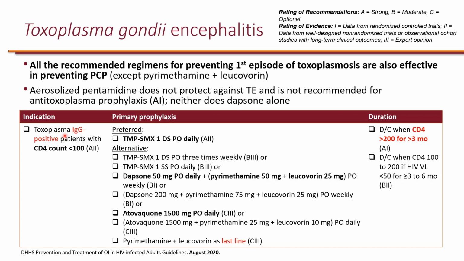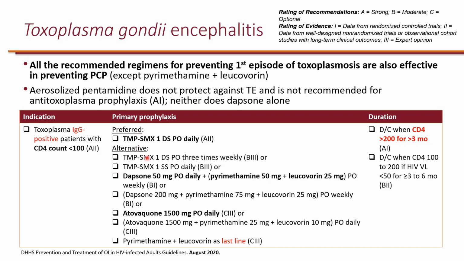So the IgG basically tells you that they've been exposed to the organism, but they don't necessarily have encephalitis. What you're trying to do is to prevent this organism from causing encephalitis. So the encephalitis part is what we're trying to prevent. The preferred agent is also Bactrim. Just like before, you give a double strength once a day. If the patient cannot tolerate it, then a lower dose, including 3 times weekly, may be an option.